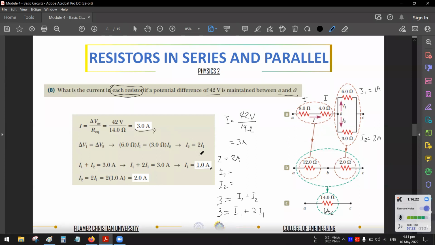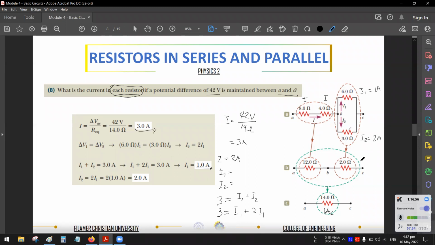So there you have it. You have now your current across 6 ohms and current across 3 ohms. Okay? So ito lang yung ino-note nyo. Pag mababa yung resistance, it should be greater current. Okay? Kasi di ba nga yung definition ng resistance is to resist current. So meaning the higher the resistance, the lower the current. The lower the resistance, the higher the current.